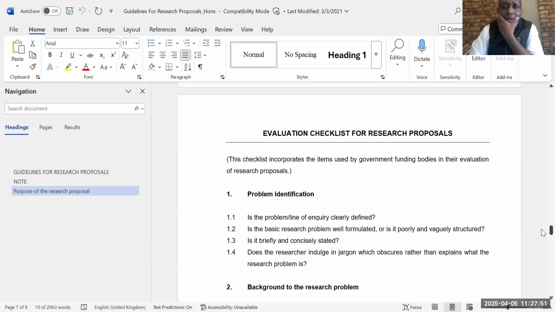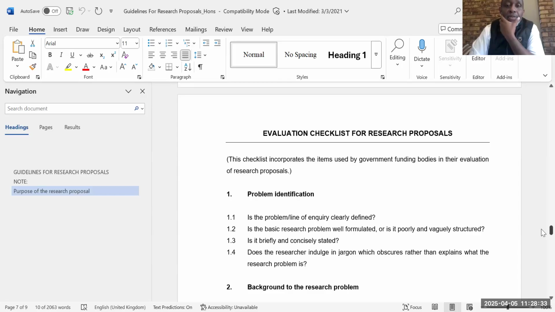Is the problem or line of question clearly defined? Obviously, that is one of the first things. If it's not clearly defined, you need to be able to break it down to a non-technical person in that field, because sometimes, especially if you're sending it for funding to a committee, the earlier people that screen could be administrative staff, or sometimes these days they use AI tools to screen keywords. So it must be clearly defined.